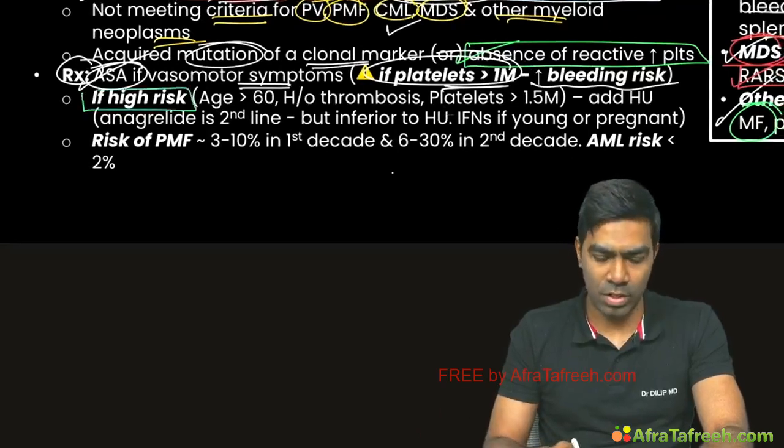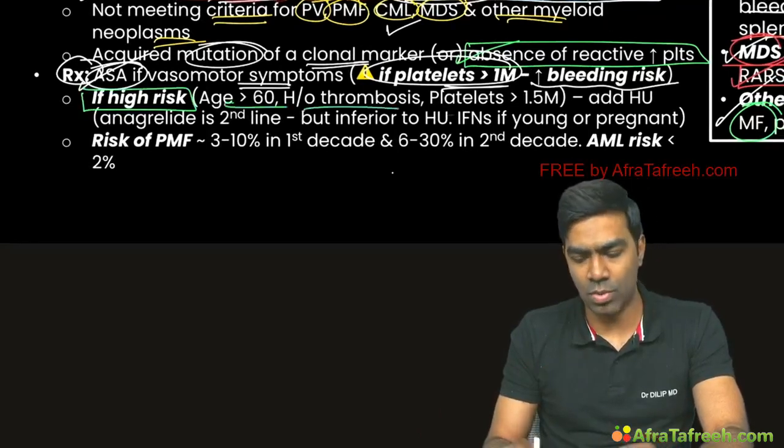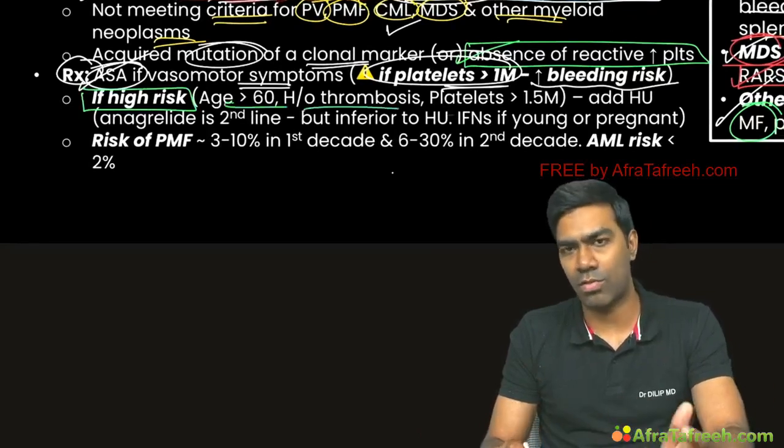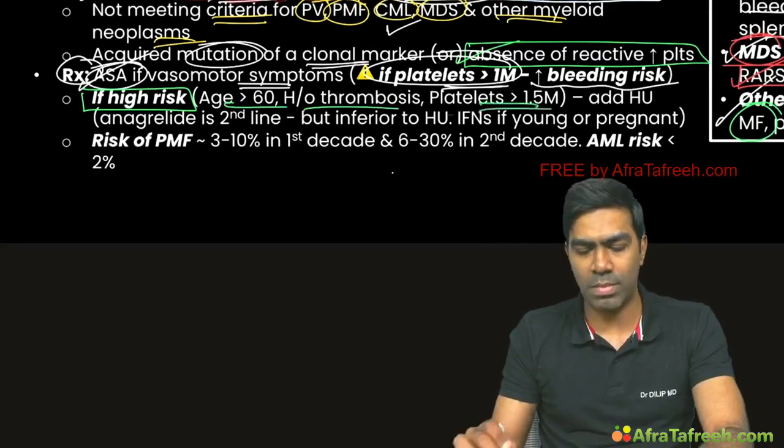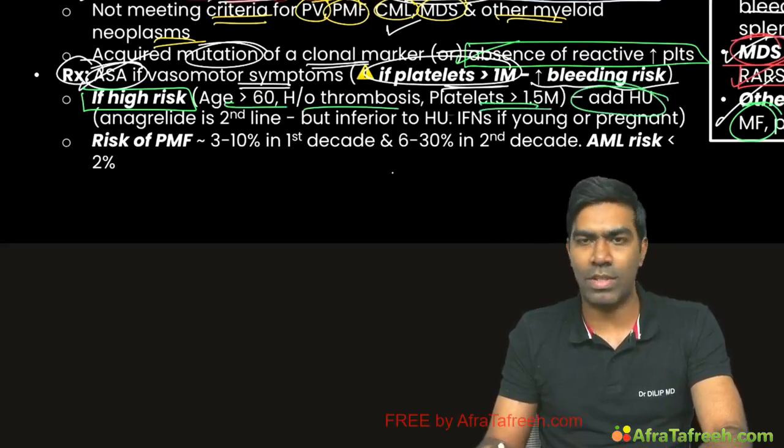If the patient belongs to the high risk category, what do you mean by high risk? The two constant parameters are age more than 60 and history of thrombosis, and/or if the patient is having a platelet count of 1.5 million, then you have to consider adding cytoreductive therapy with the help of hydroxyurea. That's the first line treatment.